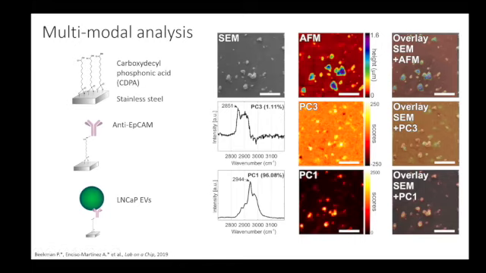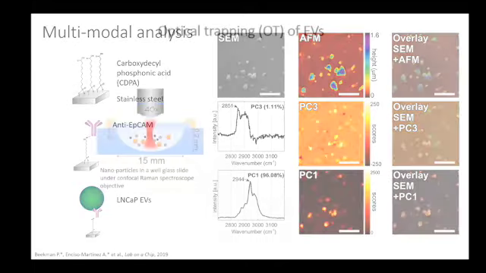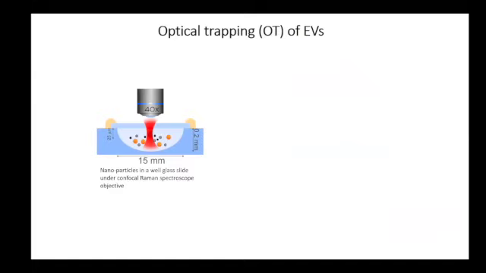Now, we moved on from this capturing of vesicles on substrates. The process is long, it has to be optimized, and capturing is always difficult because the capturing efficiency depends a lot on your linkers. So we decided to try to measure the vesicles directly in suspension. And for this, we used a technique called optical trapping, or laser tweezers.